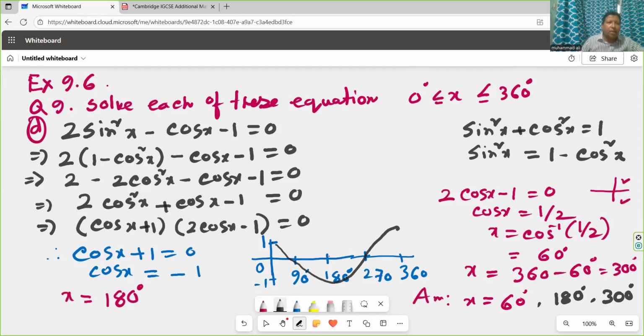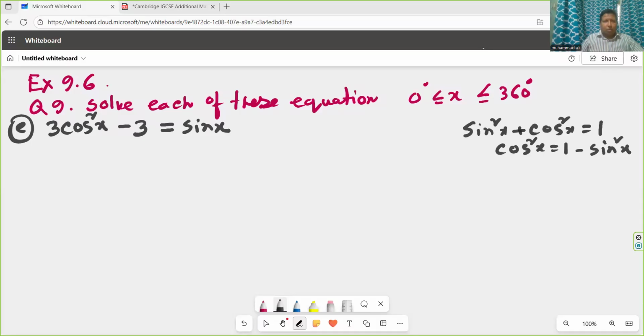Question number 9D completed. Question number 9E: 3 cos square x minus 3 equals sin x. So we have to write all these terms on the left side: 3 cos square x minus sine x minus 3 equals 0.